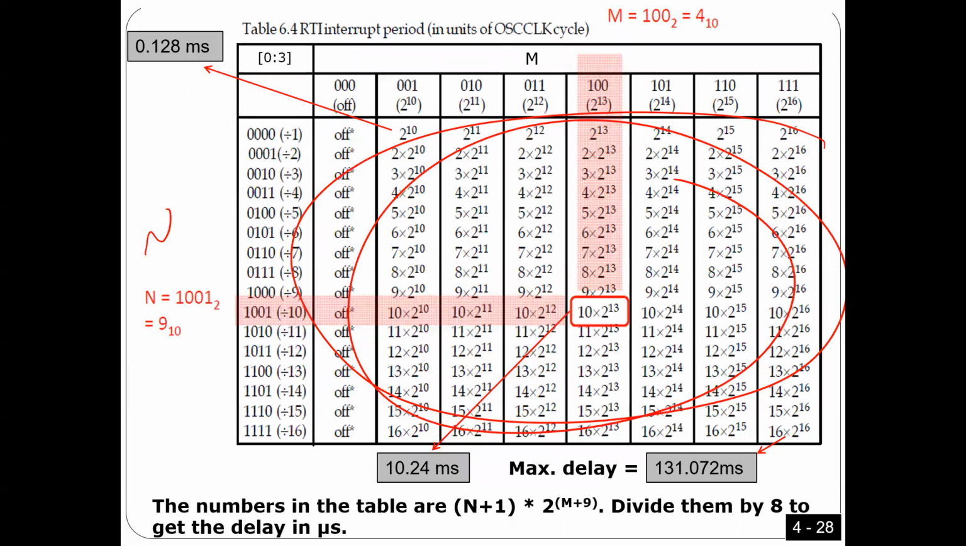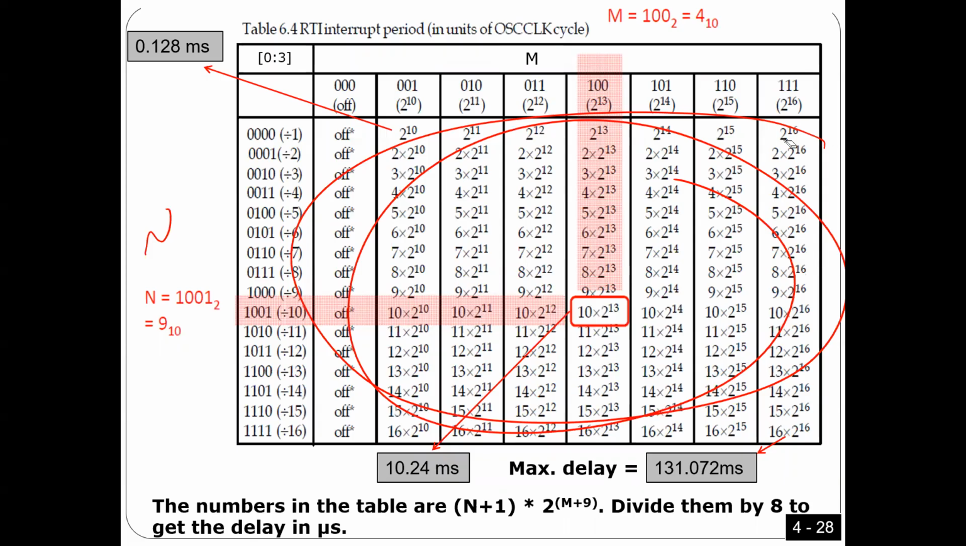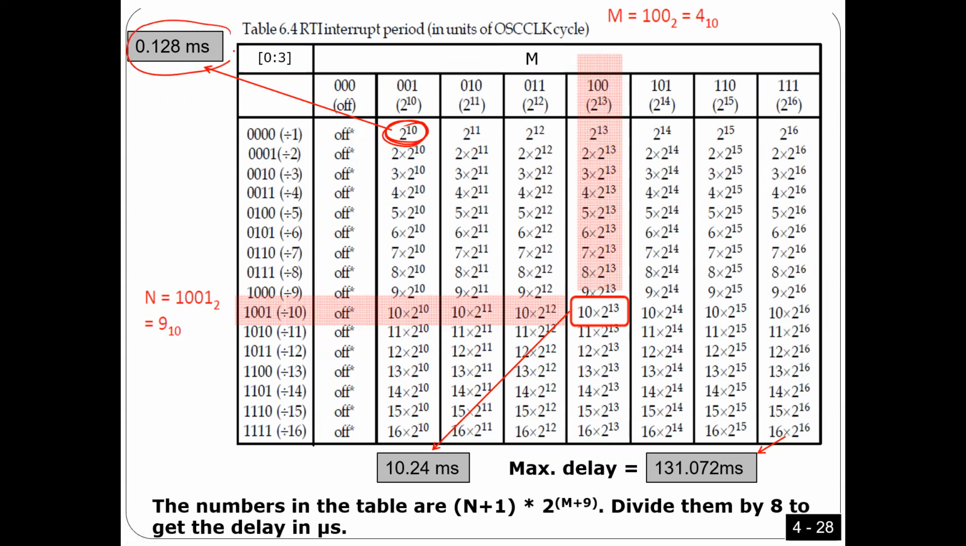So any number here in the table, guys, you have to divide it by 8, and the result should be in microsecond. For example, I'm going to pick some numbers here. If I take this number here, this is the smallest number you can get. That means you are going to get an interrupt every 0.128 millisecond. This is the timeout. And this is the highest time, the longest time I can get.